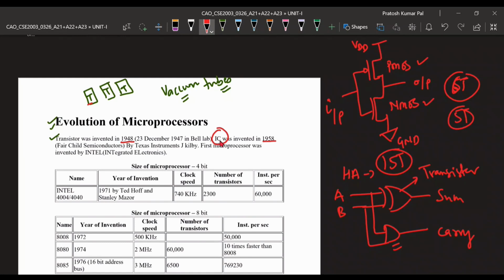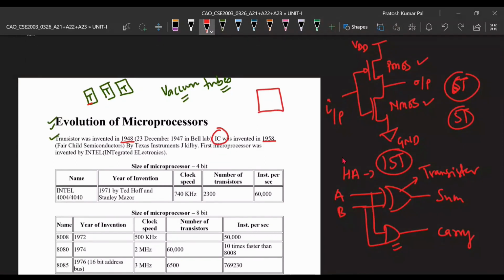But as the IC invention took place, what happens? Instead of fabricating 15 transistors and connecting all of them together to form a half adder, a single IC chip is available, so that we have one simple structure.